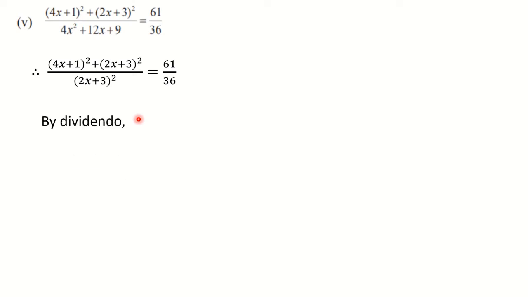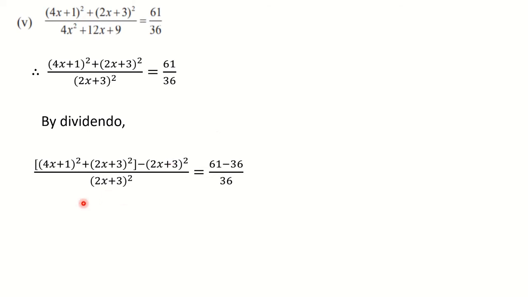So by dividendo we can write down the next term as, see, this is the numerator. Complete numerator is written in one bracket. You can see here: 4x plus 1 the whole square plus 2x plus 3 the whole square minus the denominator, that is 2x plus 3 the whole square, and denominator as it is, 2x plus 3 the whole square.